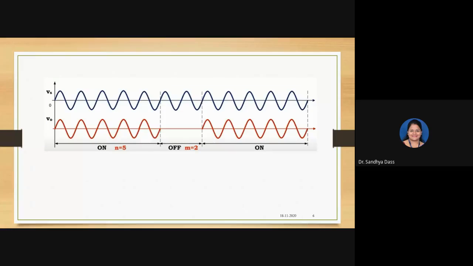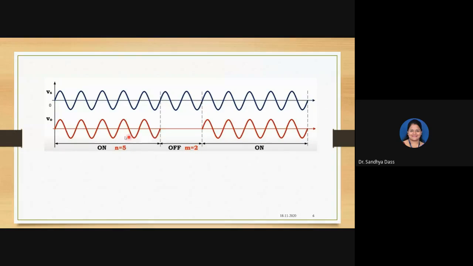So here the waveform representation of what I just narrated is shown. You have here this VS, which is your input. So 12 cycles of VS is shown here. Say for 5 cycles, the supply is connected to the load, so N is equal to 5 here. And the supply is disconnected from the load for, say, M is equal to 2 cycles.